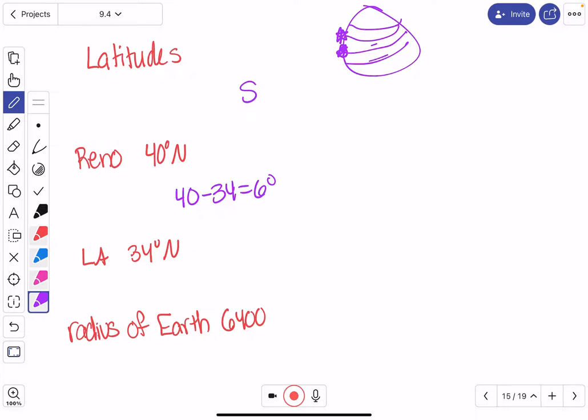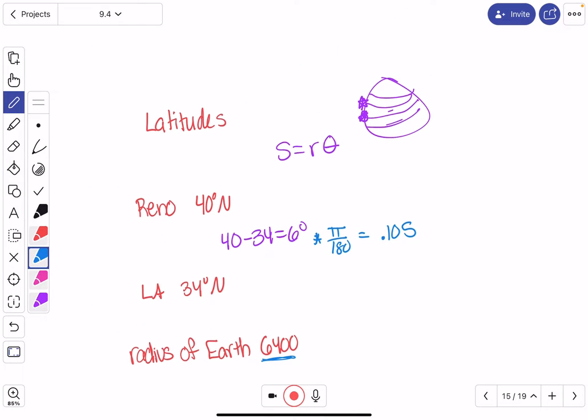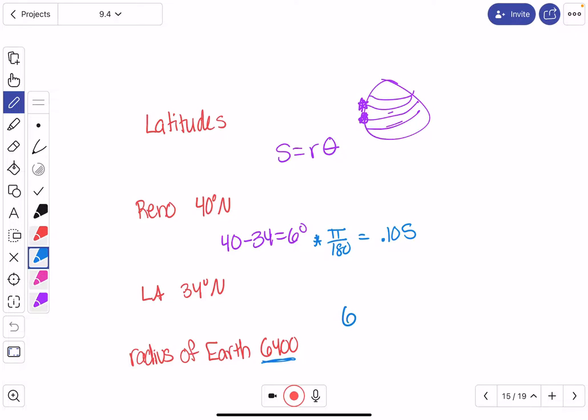Now, remember our formula has to be in radians. So we're going to multiply that by pi over 180. And we get 0.105 radians, sorry. Now we can plug this in. The radius of the Earth is 6,400. And we just said our angle in radians is 0.105. So if you multiply those together, you get that Reno and LA are 672 kilometers apart.